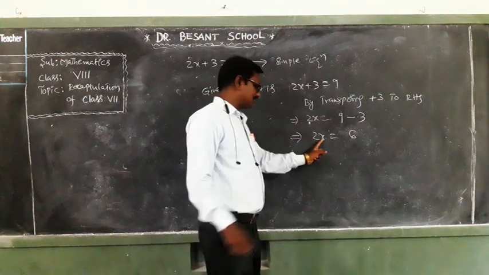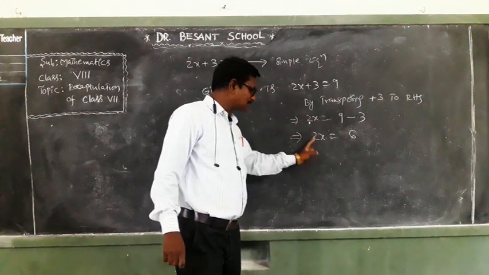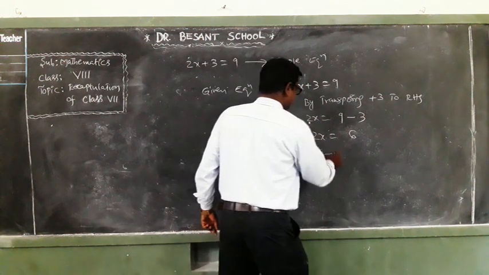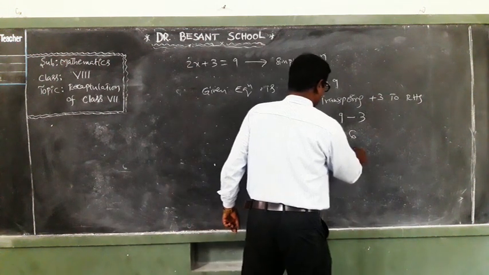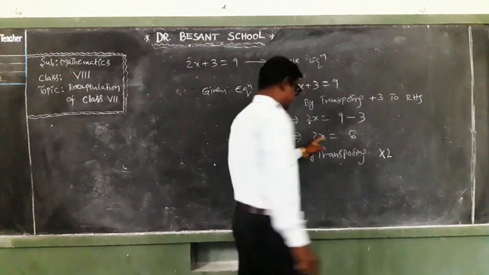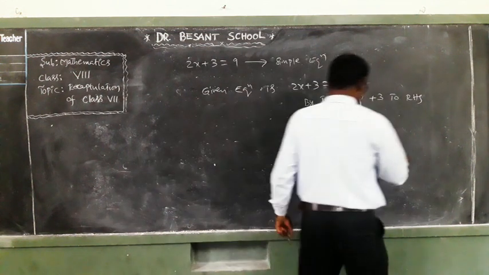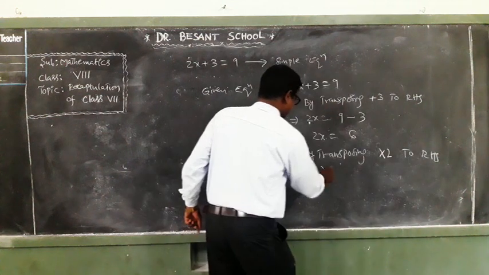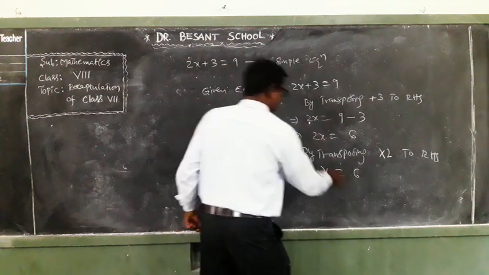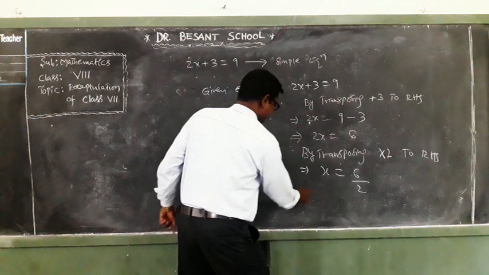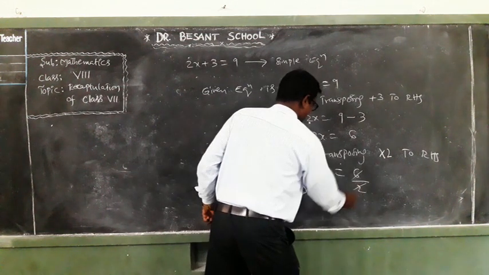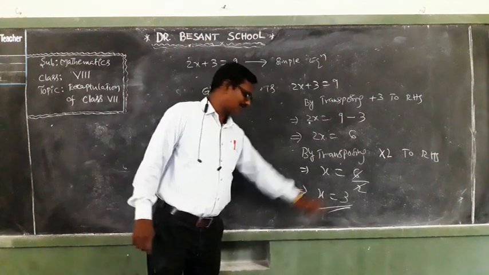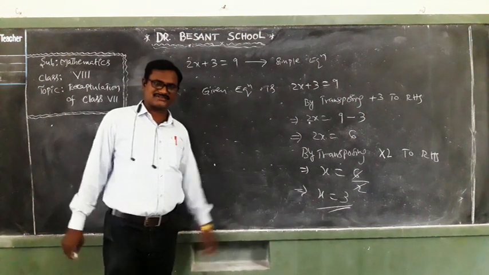Again, this is 2 into x, means 2x. By transposing this into 2 to the right hand side, to RHS, that means x is equal to 6, and into 2 becomes by 2. This implies x is equal to 6 by 2. What does 6 by 2 mean? 3. Therefore, x equal to 3 is the solution for this equation.